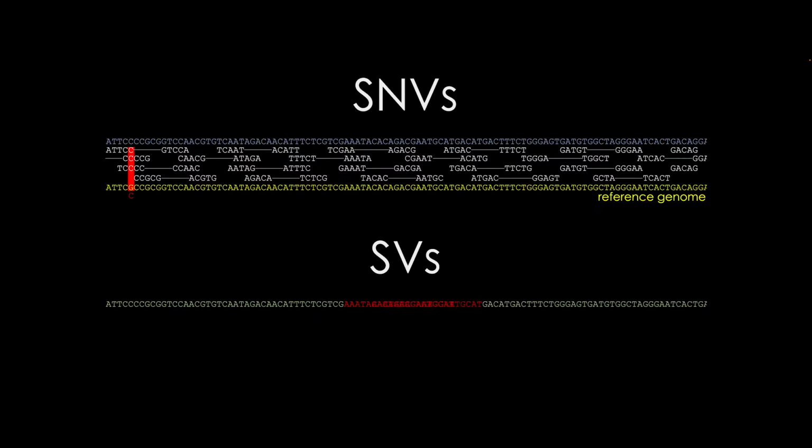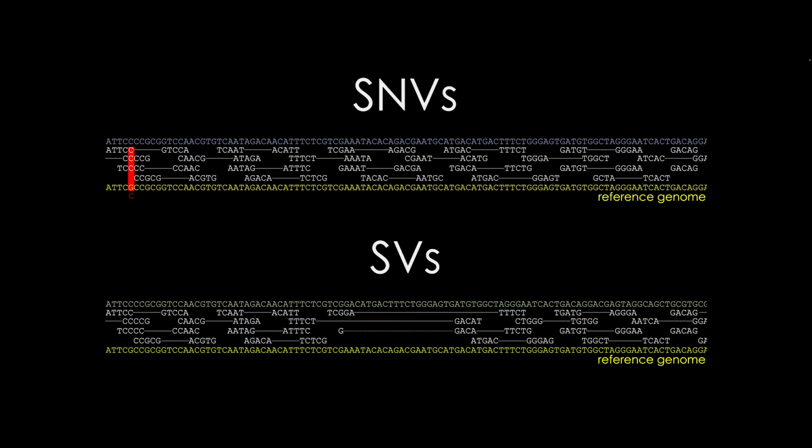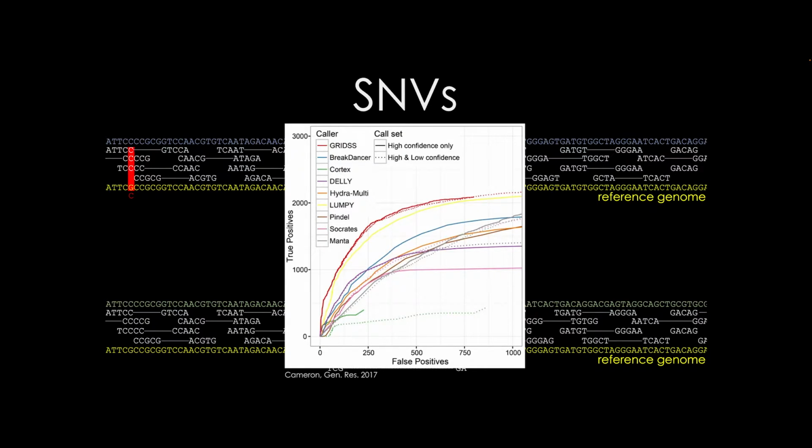SVs, things like duplications, inversions, and deletions, are a different story. First, we have multiple signals we must integrate across, and some of those, like read depth and discordant reads, don't provide direct evidence of the variant. Split reads do provide sequence-level evidence of the variant, but they are often confused by local homology. The result is that we must make difficult trade-offs about the true positives and false positives in our SV catalogs.